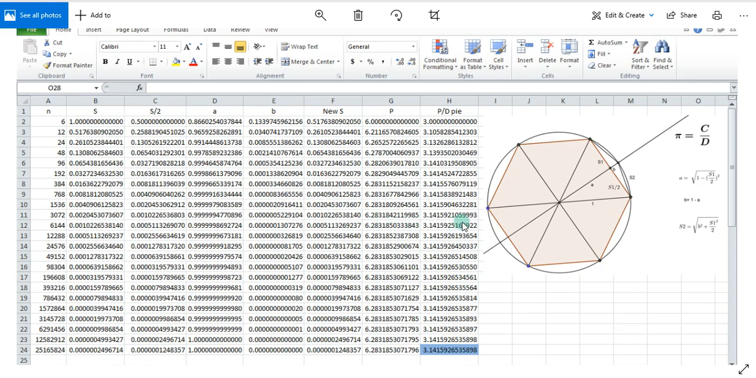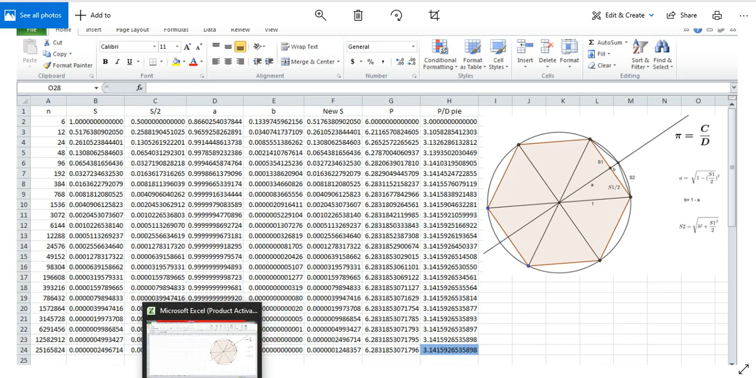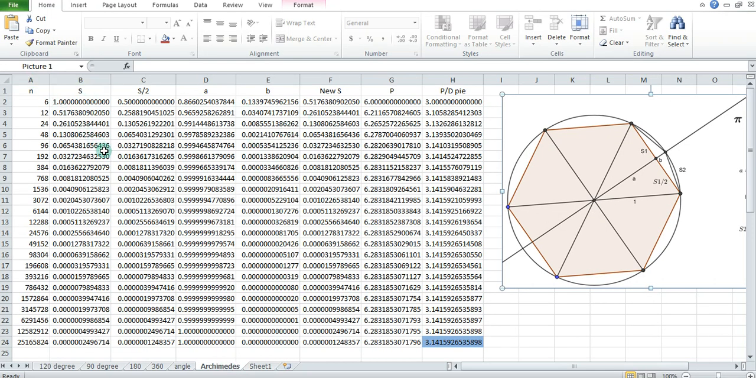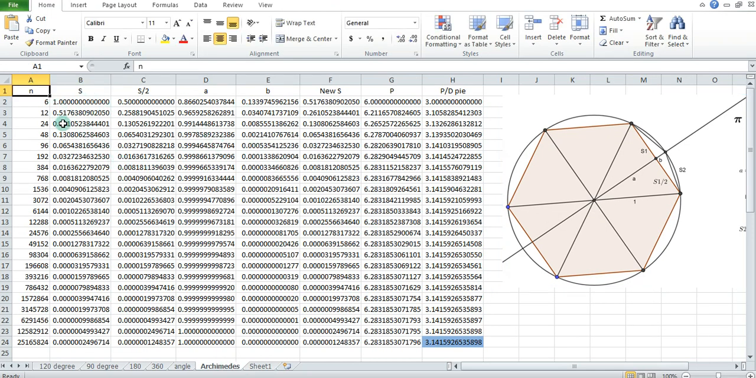So we are going to look at the Excel sheet. Here this one is the number of sides of the regular polygon, and this is S. S means the length of one side of the regular polygon. This is S by 2. That length we have to divide by 2. This length S1 by 2, that is S by 2.